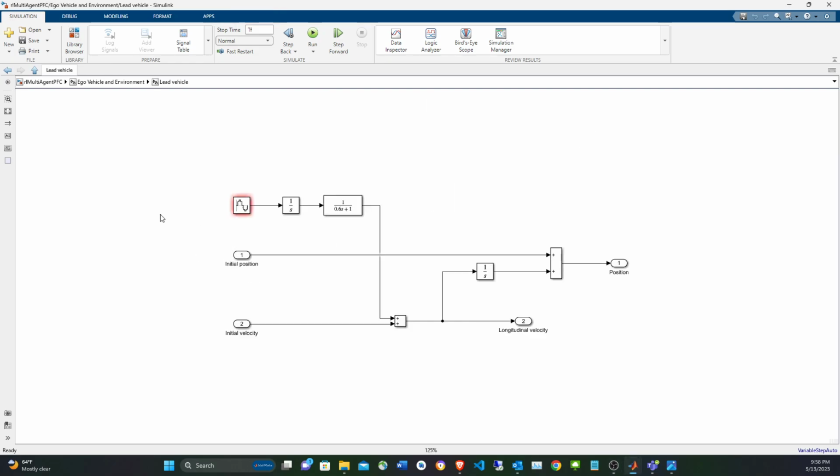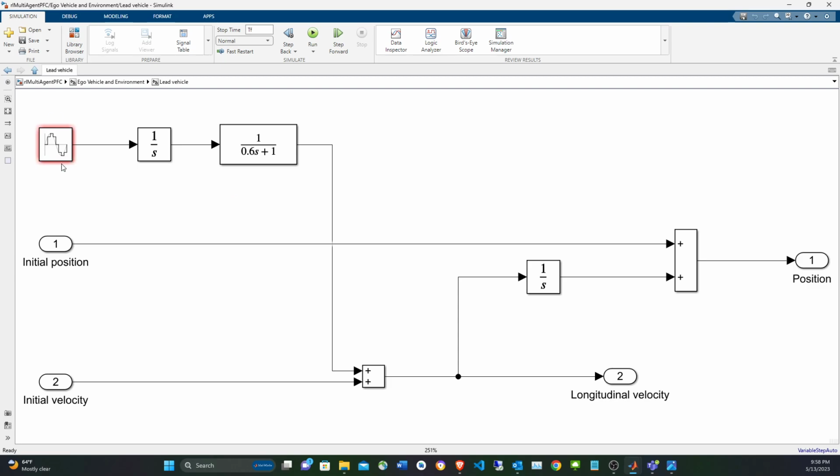Okay, finally open. So to make life hard for the reinforcement learning agent, the lead vehicle, the vehicle in front, is going to have an acceleration of a sine wave that accelerates, decelerates, accelerates, decelerates. That acceleration is integrated with a little bit of phase change, and you add it to the initial velocity to get the longitudinal velocity of the lead vehicle. Then you integrate that to get the position, and add it to the initial position to have the position of the car.